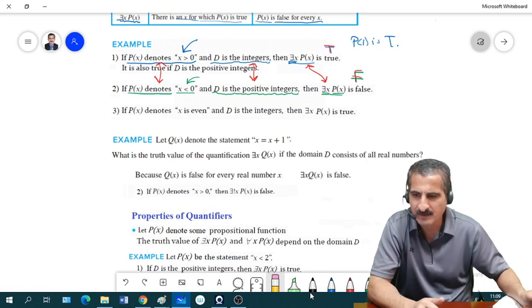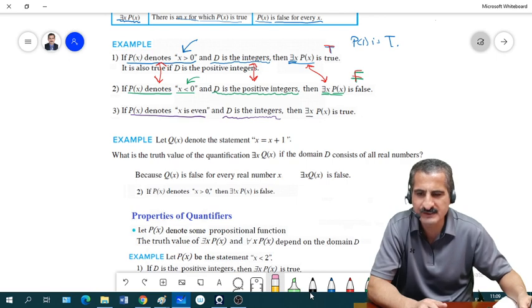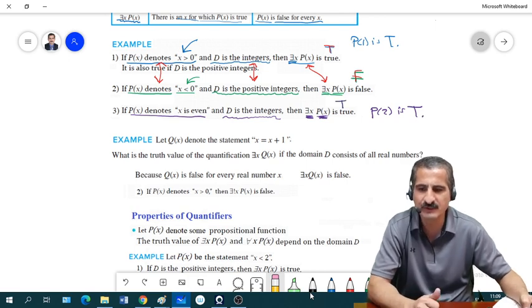Okay. Now what if p of x denotes x is even, and the domain is the integers. Now there exists x such that x is even, where we live in the integers. So do we have an integer such that that integer is even? Yes, we have p of 2. P of 2 is true. So having one true makes all of this true.